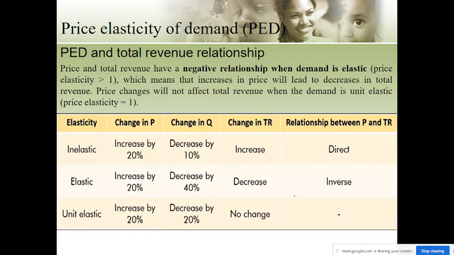Are you getting my point? So the relationship between the price and the total revenue has a direct relationship. This is something you have to remember because you will get the same questions in your MCQs paper.